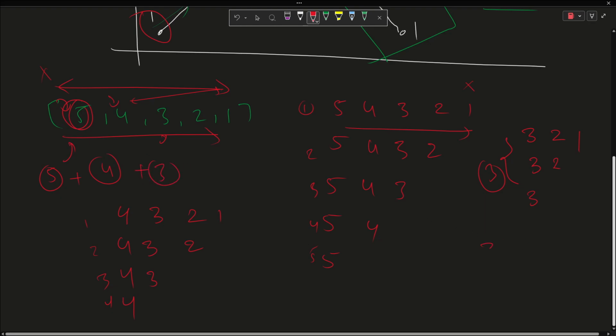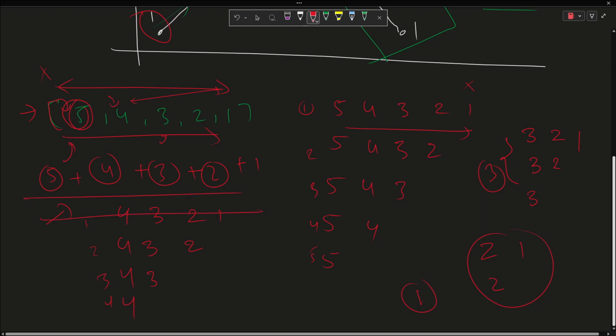Same for 2. Let's do 2, 1 and 2. We can form 2 here. And at last for 1, it is 1. So for this range we'll have 5, 4, 3, 2, 1. How many valid descents can we form? That is 5 plus 4 plus 3 plus 2 plus 1.